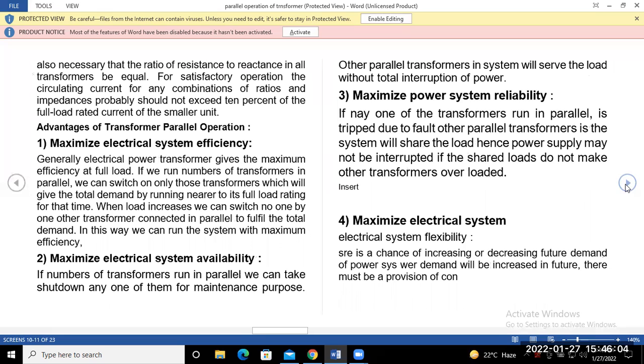And these are the advantages, that means we already said: maximize electrical system efficiency, maximize electrical system availability, and maximize power system reliability. We already explained at the starting point of this lecture. Okay.